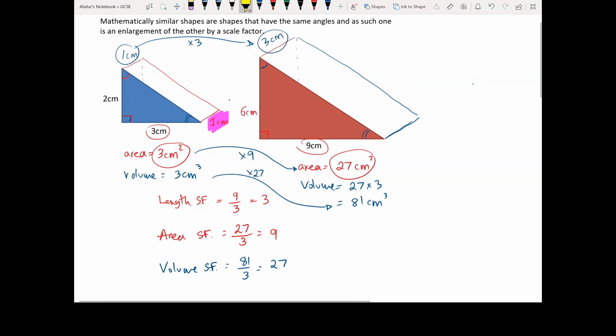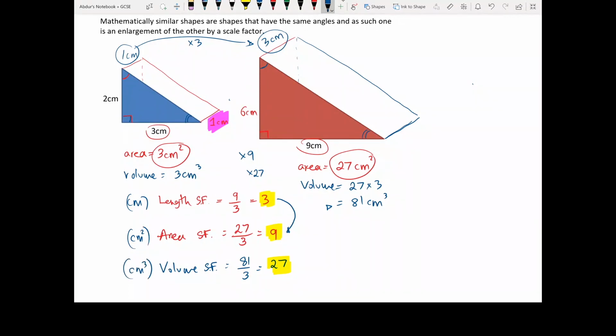So if you look carefully at these numbers, we've got 3 here, we've got 9, we've got 27. Now there is a link, and we need to establish what this link is, because that will enable us to then work out the scale factors from just simply knowing one of the scale factors. So if I know the length scale factor, to go from length to area, I'll give you a little hint. It's to do with thinking about the units. So the units of length is centimeters here. The area is centimeter squared. And centimeter cubed is the volume unit.